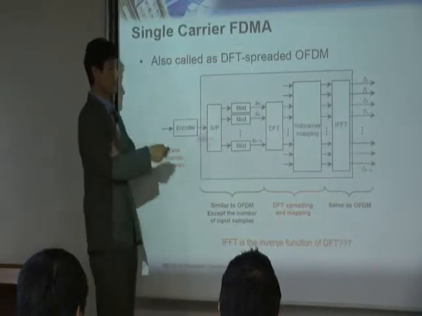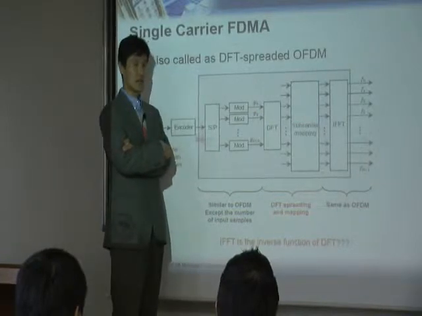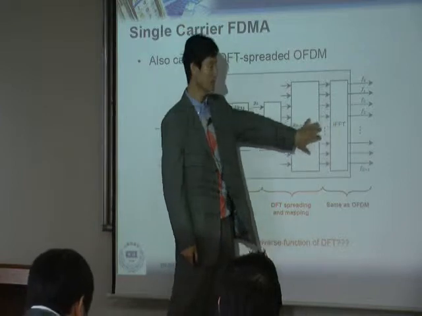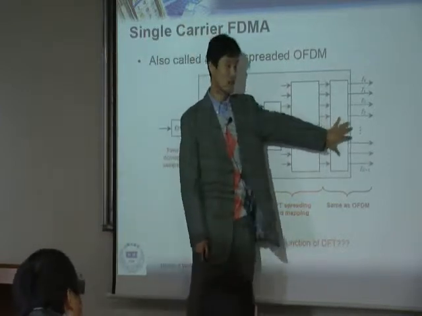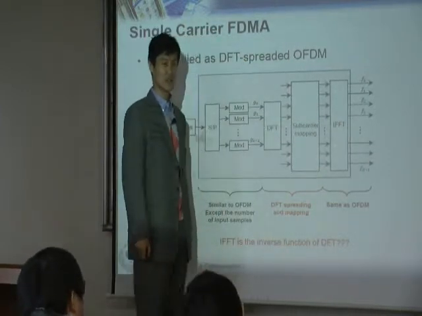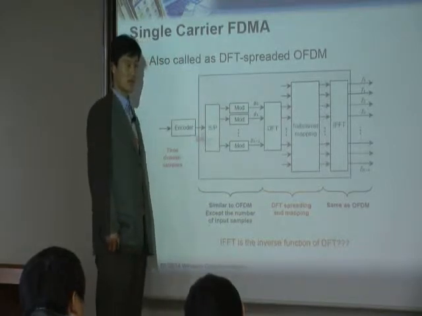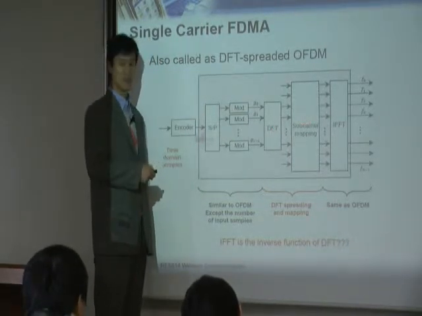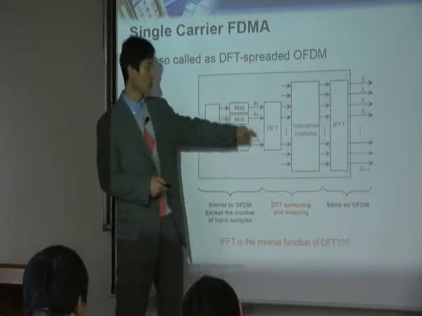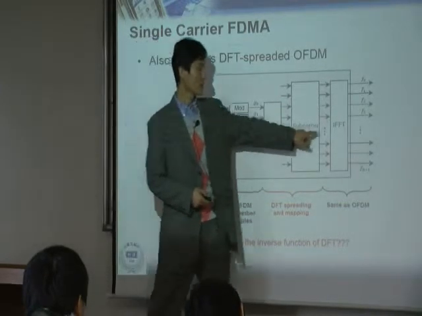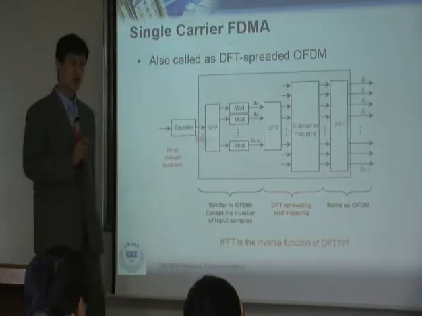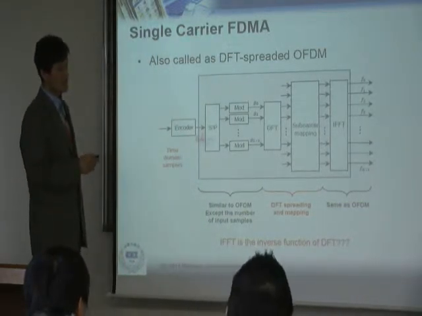That's because these two are of different sizes. If these two were exactly the same size, this is N and this is another N, then definitely they would cancel out. They would be exactly inverse. But these two are of different sizes. The DFT is much smaller than the IFFT. Therefore, these are not canceled out.